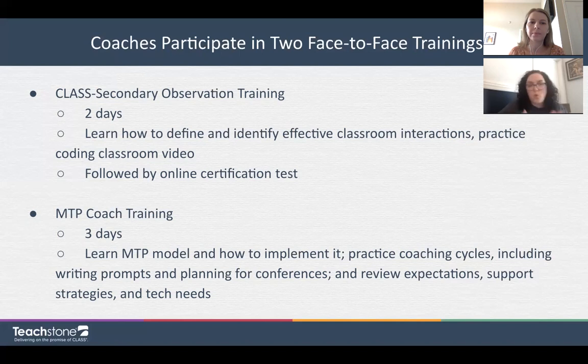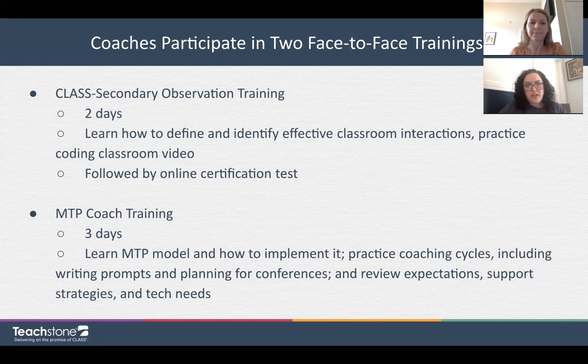While coding and scoring isn't part of the coaching model, it's really important that coaches are calibrated on this framework so that we have a common language that we can rely on, and that we know that coaches are all using the same language with teachers both in the same district and across districts. So there's this 2-day training, and it's followed by an online certification test that coaches can do from back in their districts, in which they watch videos, sort interactions, and code those videos. And that certification test shows us that coaches are reliable on the CLASS observation tool.